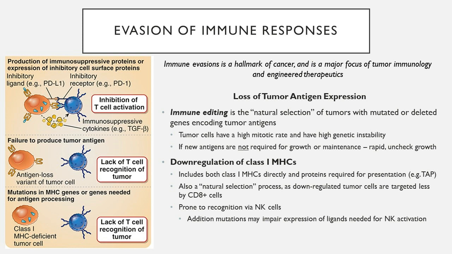As you can imagine, this leads to further downstream natural selection processes where these mutagenic cells also acquire additional mutations that impair the expression of ligands needed for natural killer cell activation, in addition to the downregulation of class 1 MHCs. And so as soon as there's any other trick that the immune cells can somehow adapt to respond against them, these tumor cells mutate and then lose that.